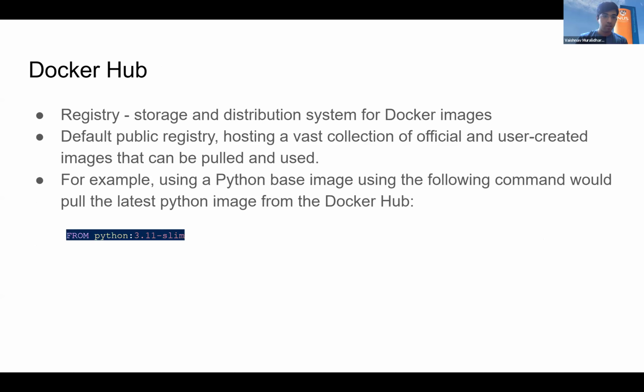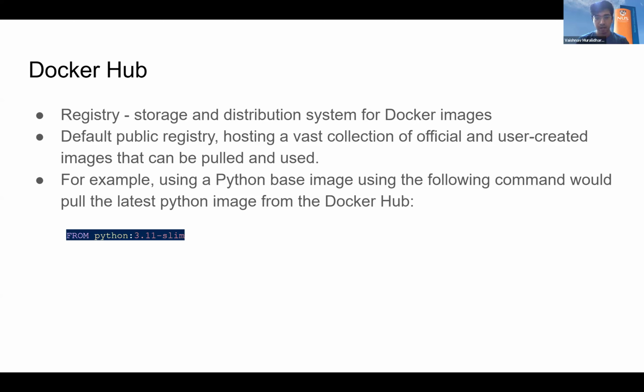The Docker Hub, however, is pretty important because it's a registry, a centralized storage and distribution system for Docker images. You can also have a private registry. Many companies will have those, but again, for Orbital, if you're working with a pre-existing Docker image, most likely you're going to have to pull it from the Docker Hub. It's the default public registry.